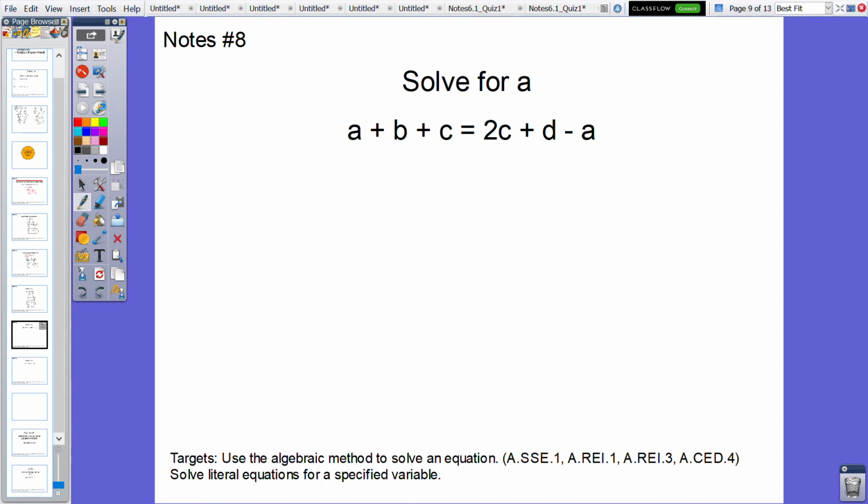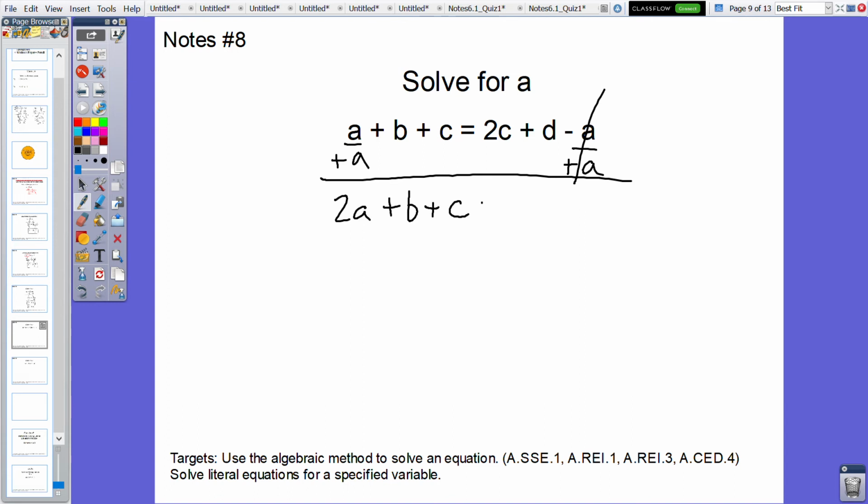So I have one a on the left side and a negative a on the right side. Remember, we want to have as many positives as possible, and eliminate the number of negatives that we can. So I'm going to start on the right side by eliminating that negative a by adding a to the right side and then adding a to the left side of the equation. When I do that, the a's on the right side are going to cancel because negative a plus a is 0. A plus another a gives me 2a. So 2a plus b plus c equals 2c plus d.